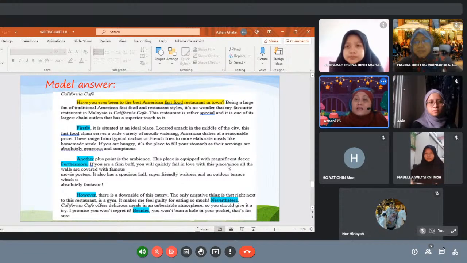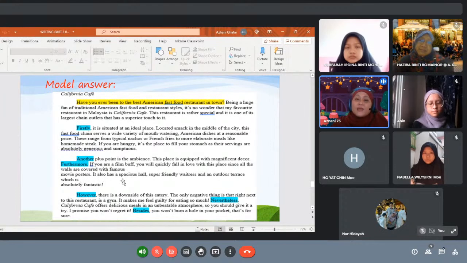Okay, another adjective. Furthermore, sorry, there's a typo here. It should be a little I. If you are a film buff, a movie fan, you will quickly fall in love with the space since all the walls are covered with famous movie posters. Okay, so this is a decoration, the interior part of the restaurant.